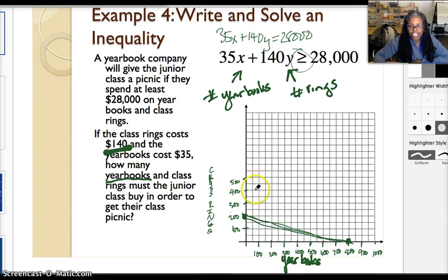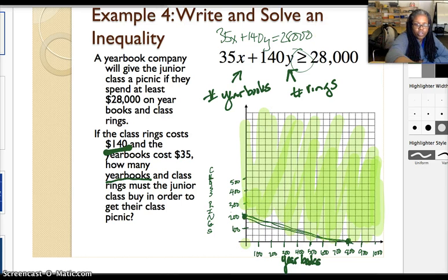And how do I know that? I can choose a point above that, and since this line splits our plane in half, if the point above is included, then I know that the whole half-plane is included. What point did I choose? I could choose any point. I know usually we do the origin, and you could do the origin. Let's do the origin again. If I chose the origin, I would put a 0 here and a 0 here. And I get 35 times 0 plus 140 times 0. Is that greater than 28,000? No. So I do not shade this portion, and the other half of the plane works.